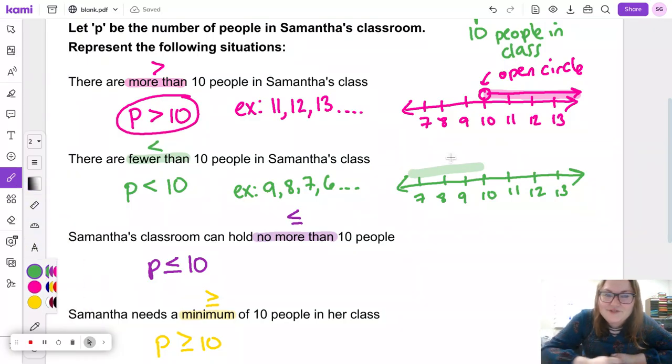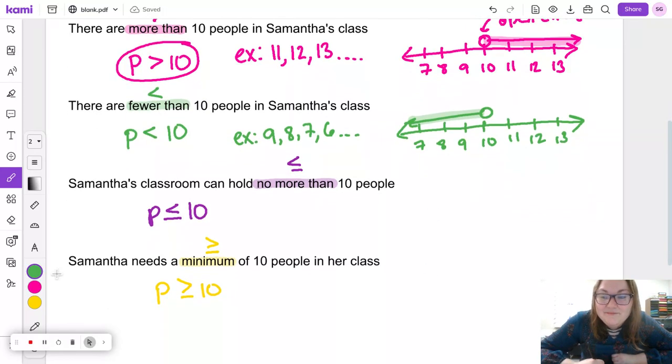Now the same thing is true as up here. I need to show, am I including 10 as an answer? And look at my examples. I'm not. If there is fewer than 10 people, that means there are not 10 people. And so again, I'm going to use an open circle to show that 10 is not colored in.